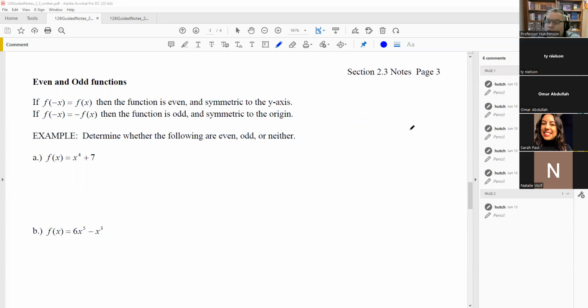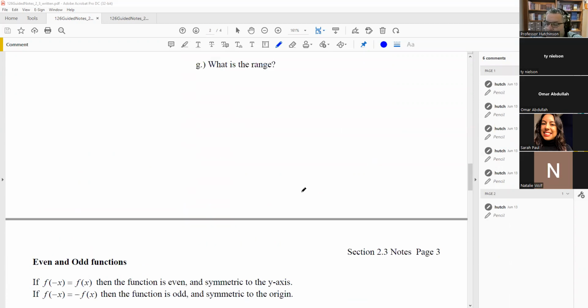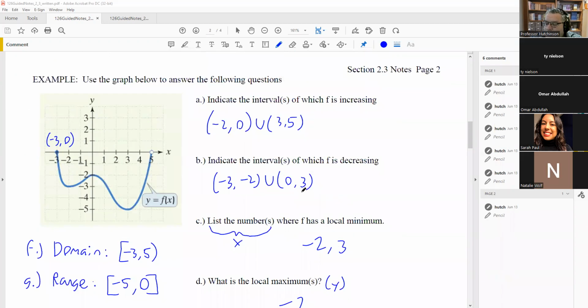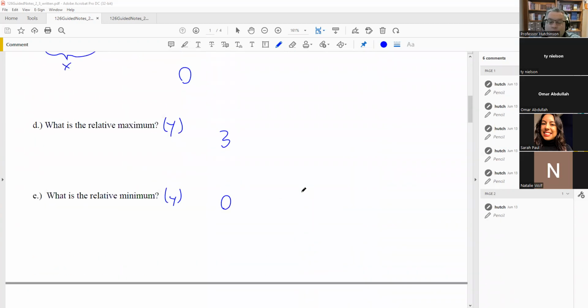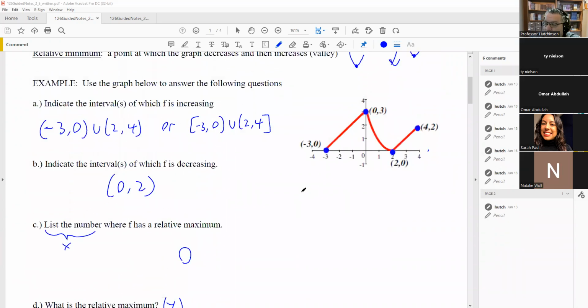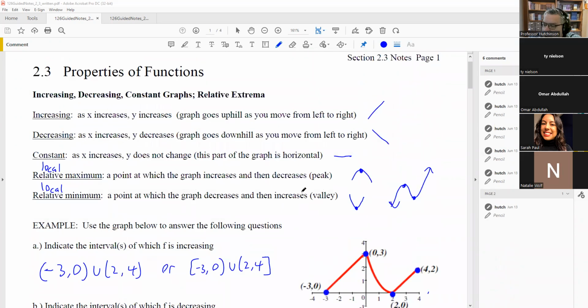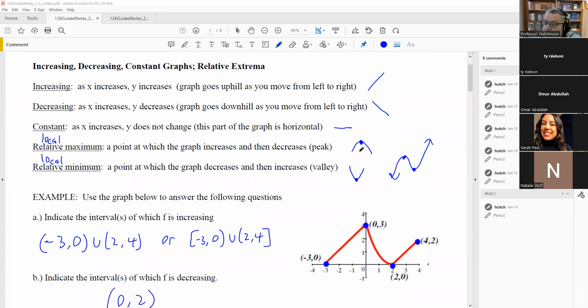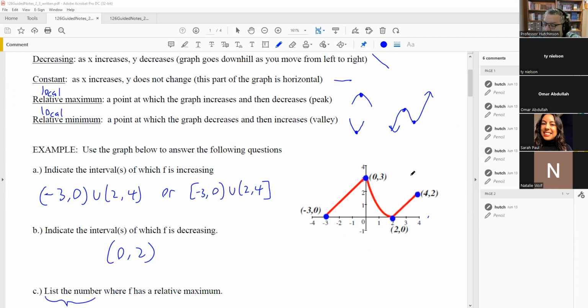We're in section 2.3, and we went through some increasing and decreasing problems before with some graphs. This is what we did yesterday in this section, just talking about as you go from left to right, if the graph is going uphill, it's increasing. As you go from left to right and it's going downhill, it's decreasing. A constant would be a horizontal line. Then we've got this relative max and relative min, or local max and local min, we discussed as well.